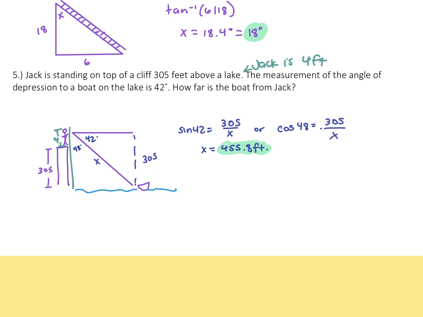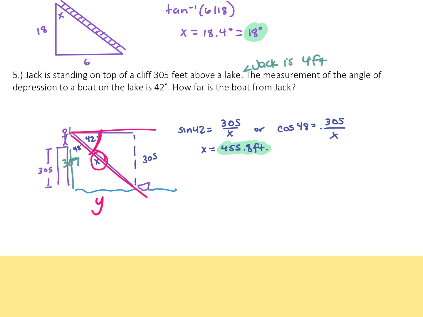Now this whole height is 309. The angle of depression, remember, is his eye level down to the boat. So the angle of depression is here. Then it says how far is the boat from Jack? That's why this is your X, that diagonal. If it said how far is the boat from the base of the cliff, now I'm looking for that bottom measurement. So you just got to be careful as to what it's looking for. So in this case, again, they didn't give you that height. We're just going to use the height of the cliff, which is 305.